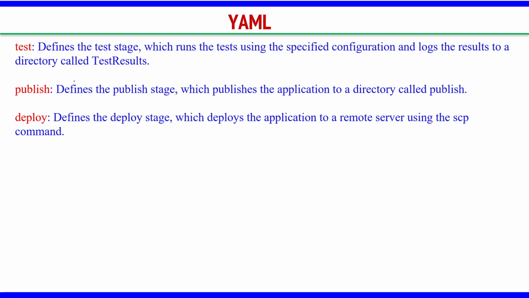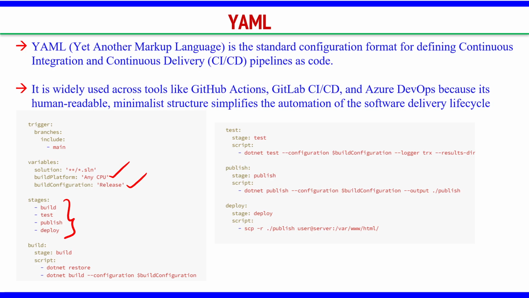The next stage is the test stage. This stage runs the tests using the specified configuration and the logs. Okay, so running basic unit testing kinds of things will be done in this phase. Then there is publish. Publish defines the publish stage, which publishes the application to a directory called publish. Finally, deploy. It defines the deploy stage, which deploys the application to a remote server using the SCP command, because I gave the SCP command here for deploying it, right?